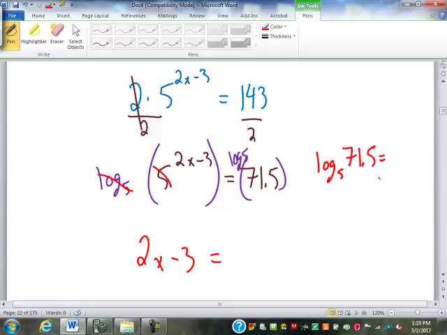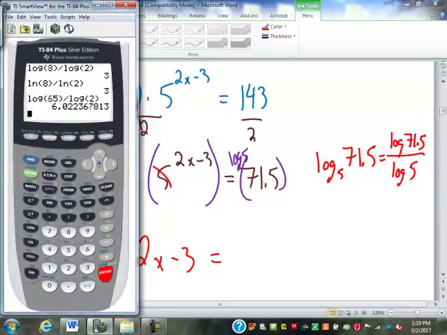How do we do that in the calculator? A log of 71.5 over log of 5. So log 71.5, close my parentheses, divided by log of 5, 2.6529.